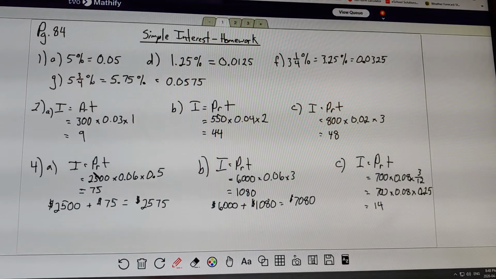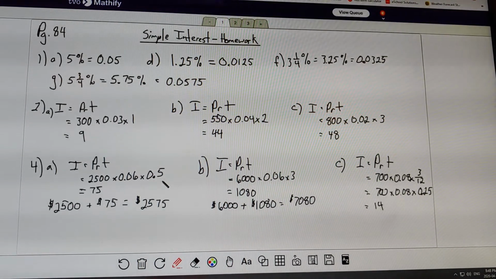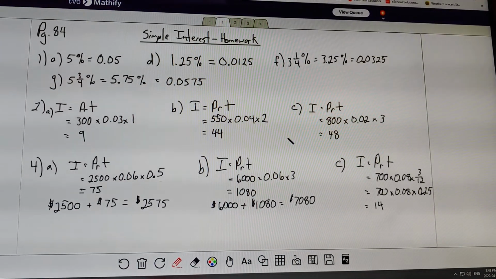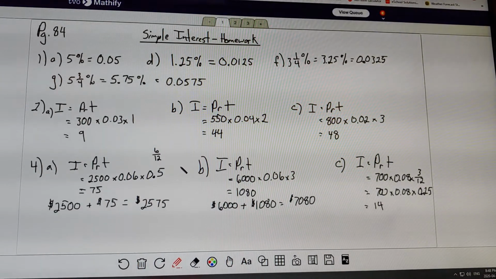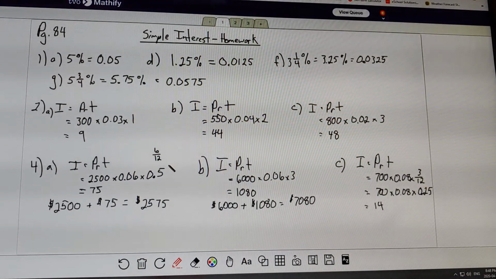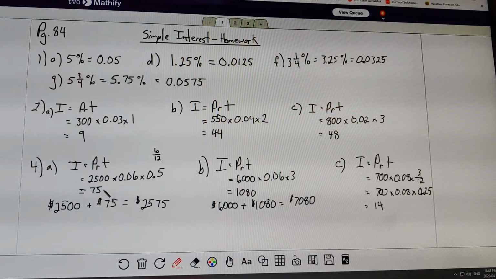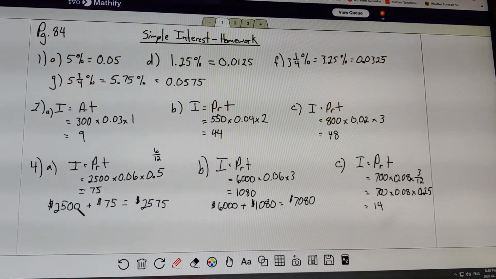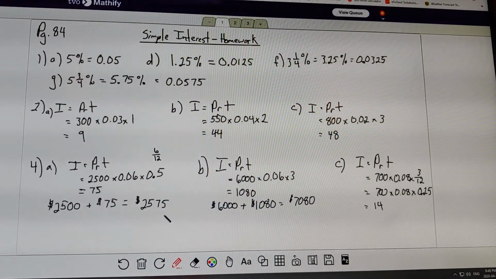So here's 4. Simple interest formula. $2,500 is our principal multiplied by 6% interest. And then 6 months. 6 months is half a year. How do we know that? Well, if we did 6 out of 12 as a fraction, 6 divided by 12, 0.5, or half a year. So it'd give you $75 worth of interest. You don't just get back the $75, you get back your $2,500 that you invested. So your $2,500 plus 75, $2,575 you get back.